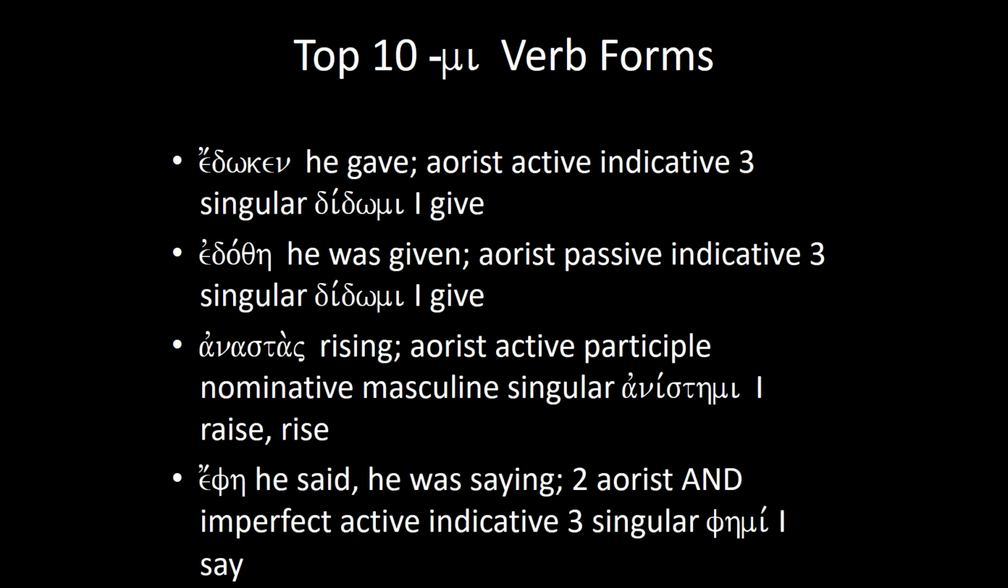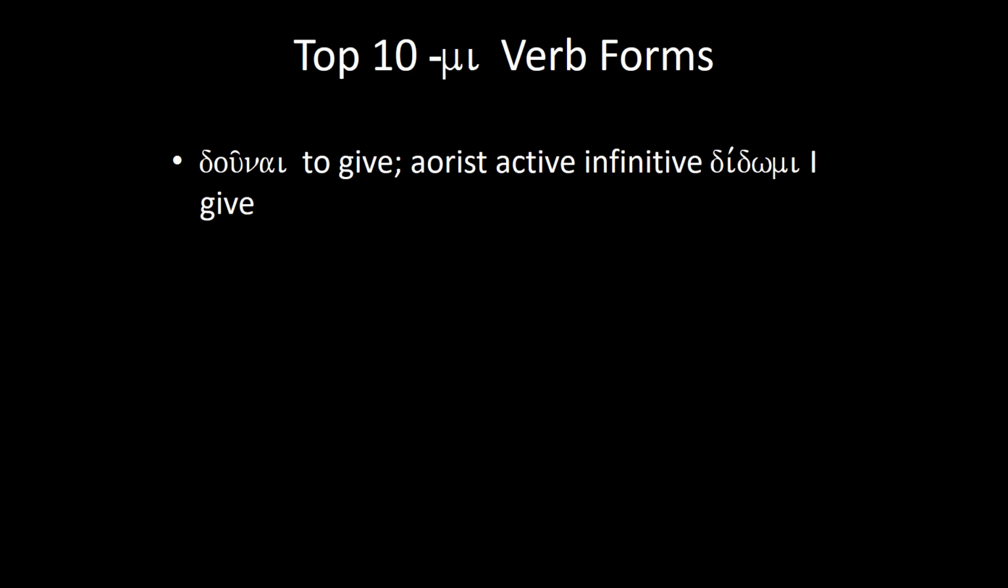Ephe, this translates he said or he was saying. Interestingly, this form can either be second aorist or the imperfect active indicative, third singular, from phemi. This verb means I say or I mean. Dounai, this is from didomi. This is an infinitive. It's an aorist active infinitive from didomi. You would translate it to give.